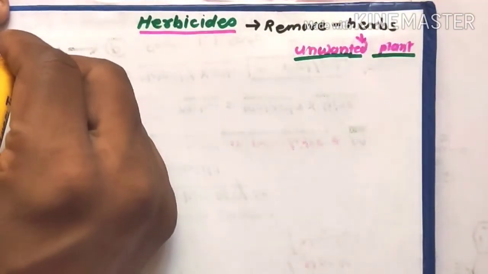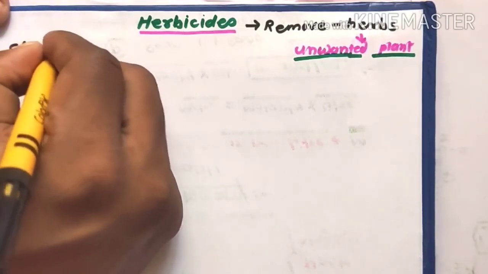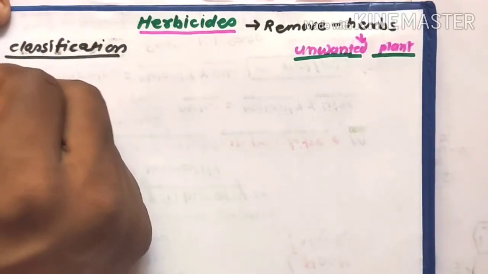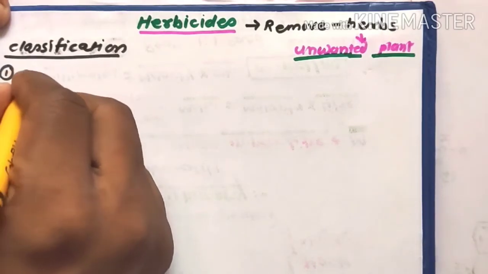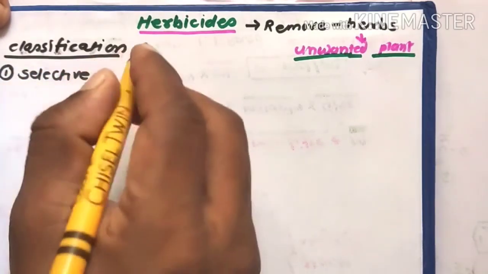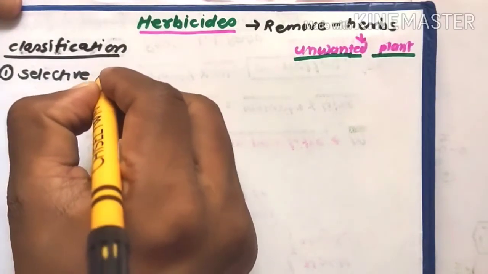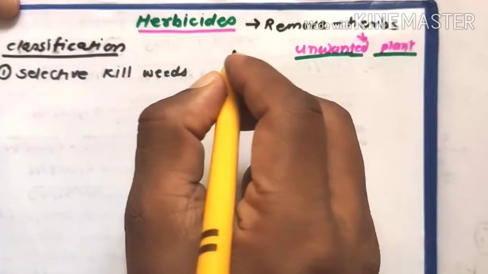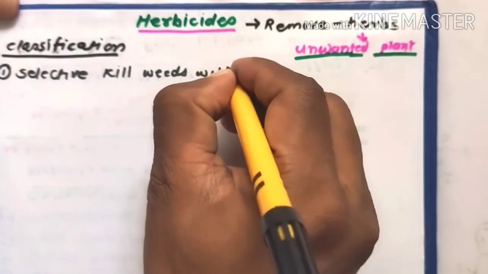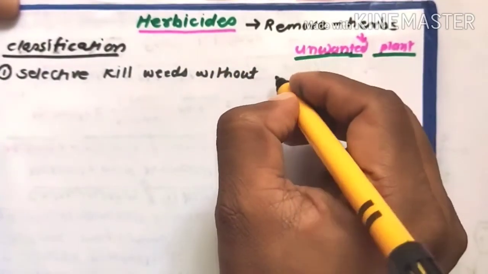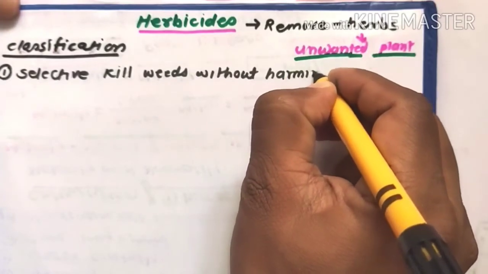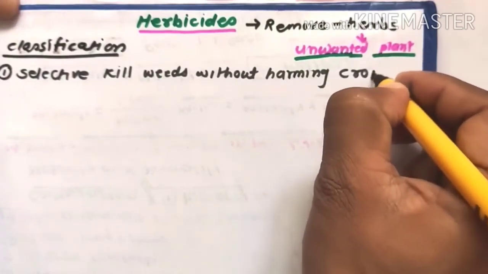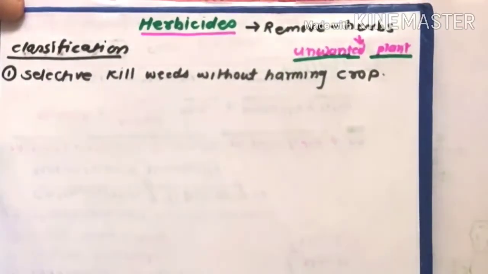Then the classification of herbicides. The first one, selective herbicides, are used to kill weeds without harming the main crop. That is the first class of herbicides.